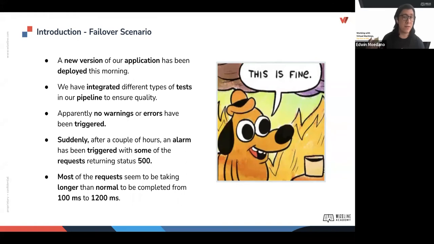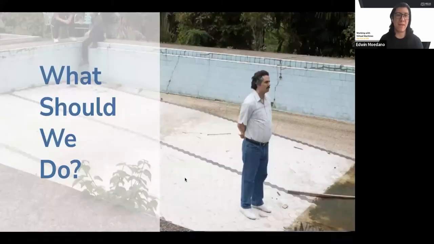We're packing our stuff, and then suddenly after a couple of hours, an alarm is triggered with some requests returning status 500, but most of these requests seem to be taking longer than normal. We start seeing a degradation of the system, because the RESTful API was responding in the order of 100 milliseconds and now it's 1,200 milliseconds. So it's more than a second, and we start getting not really confident about this release. But this is fine, maybe we can find solutions. The question is, what should we do now?